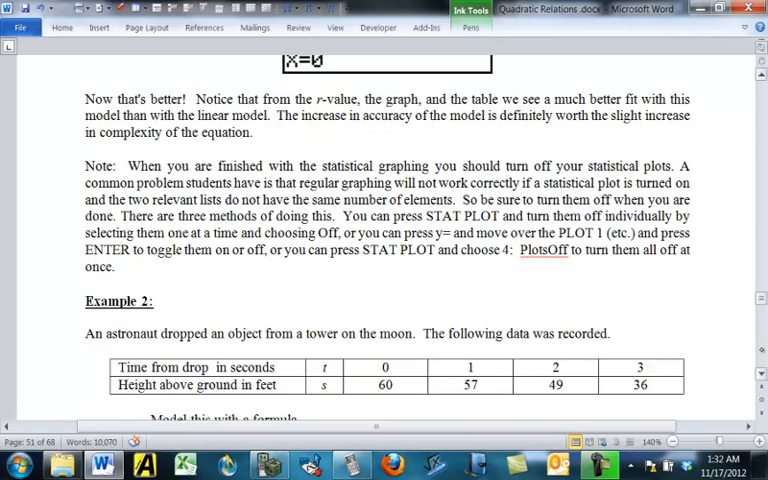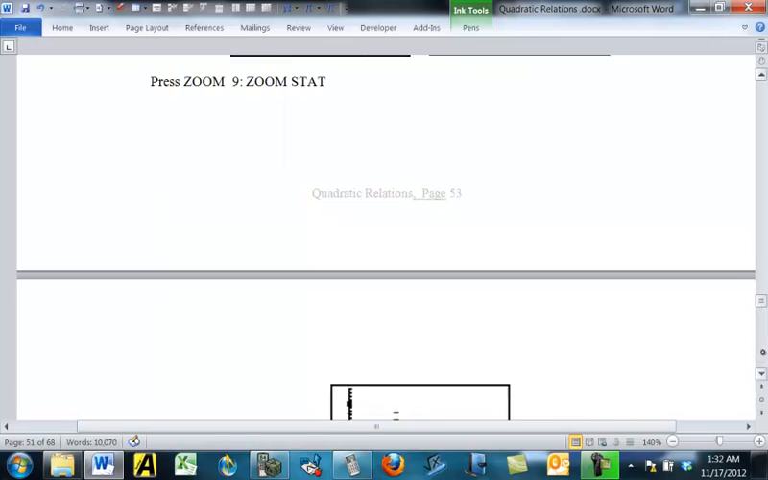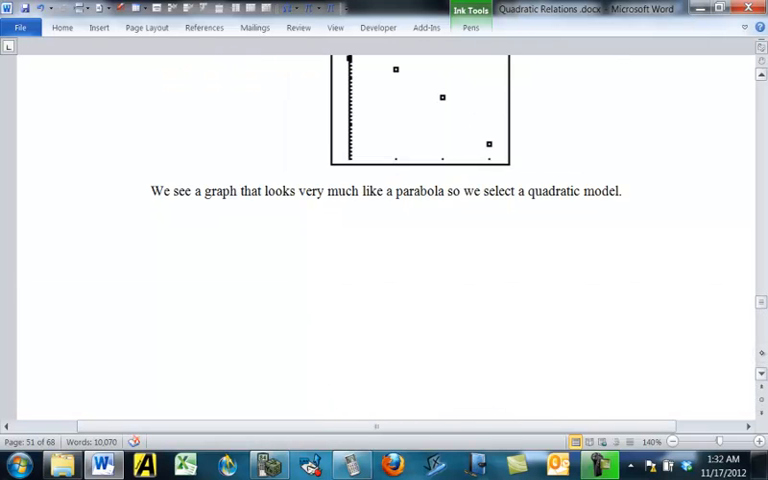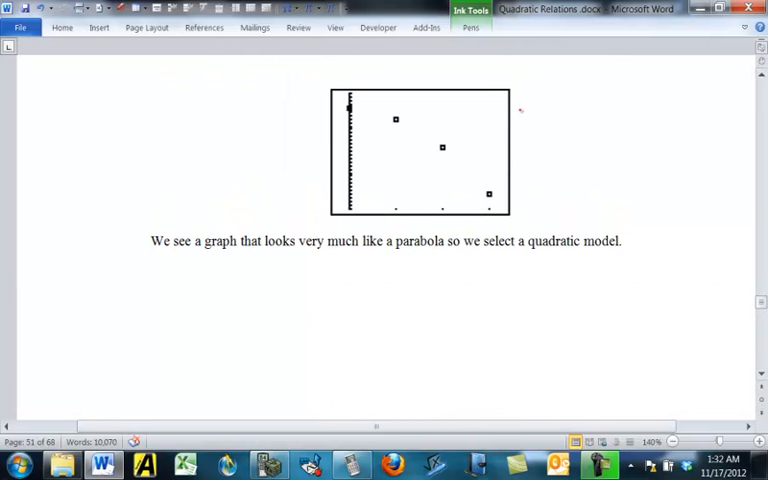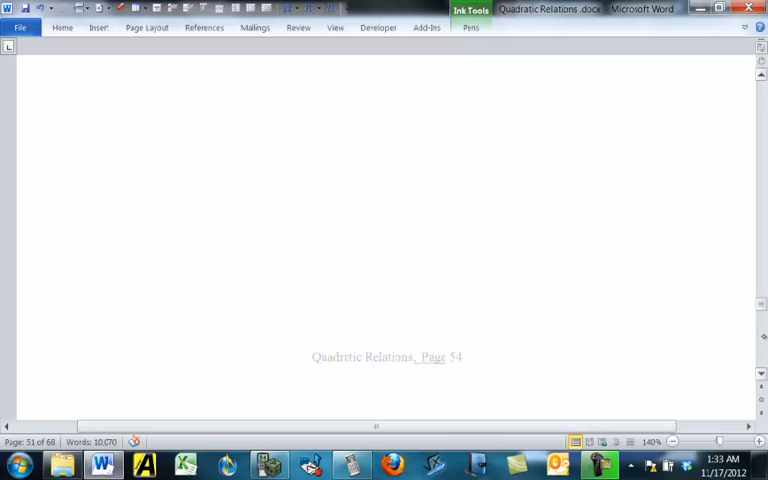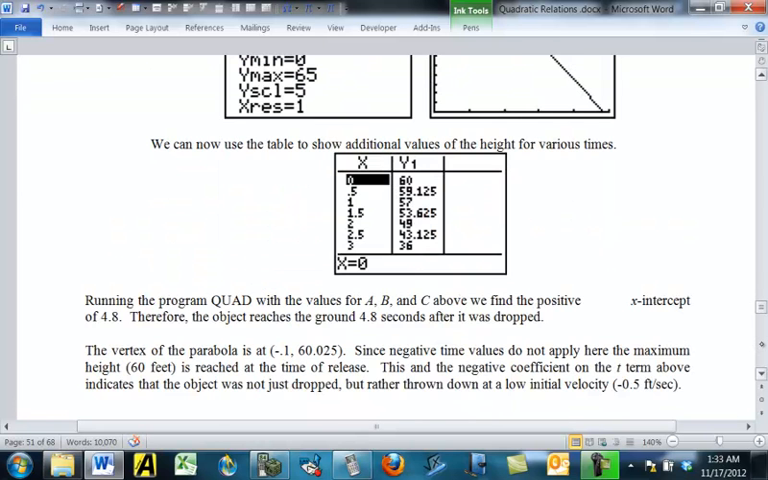So here's some more examples, and you can work through some of these examples. Here's something that looks kind of like this shape. What does that look like? Well, it looks kind of like part of a parabola, if we keep going. So we might use a quadratic model for that. And I did here.